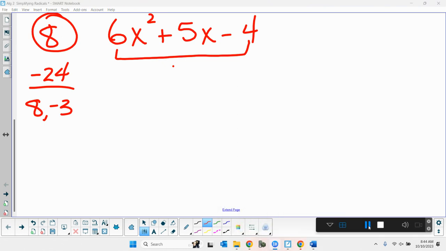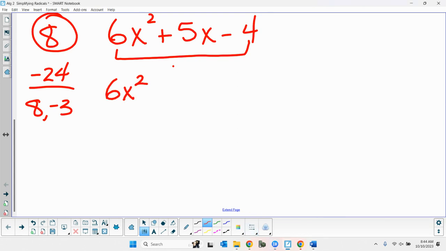All right, so I'm going to rewrite this problem. The first term doesn't change. The middle term, the 5x, changes to positive 8x minus 3x, and then the minus 4 doesn't change. So the a and the c part doesn't change. The b part, you split up into those 2 numbers. Abby: Does it have to be in order? No, you could have negative 3x plus 8x. Doesn't matter.